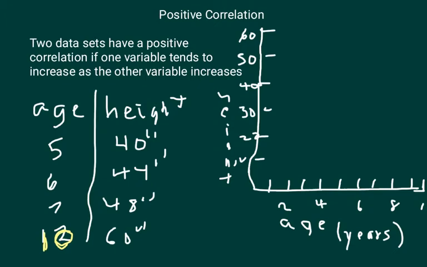At 5, we go over 5 and up 40. And that's how it works. It's like the x-axis and the y-axis. So 5, 40. 6, 44, and this is kind of rough. 7, 48, and 10, 60 would be in this area.